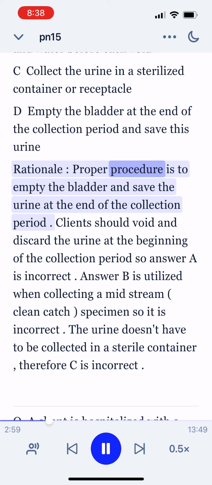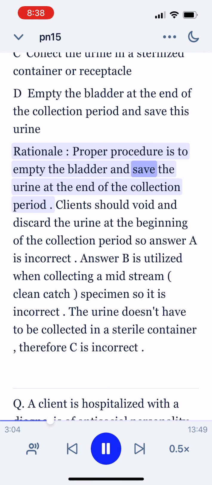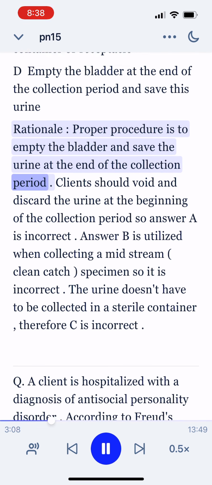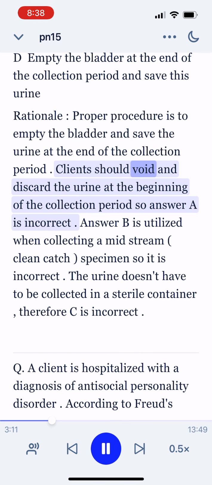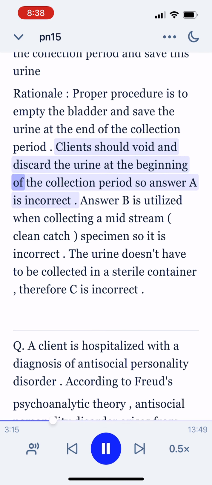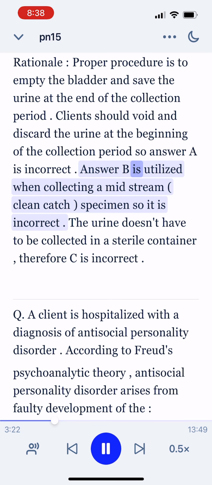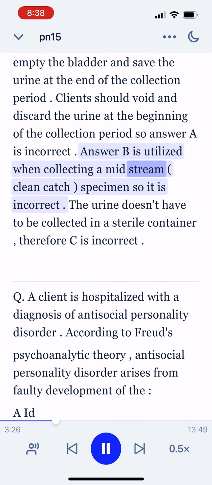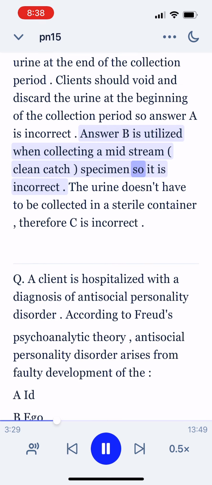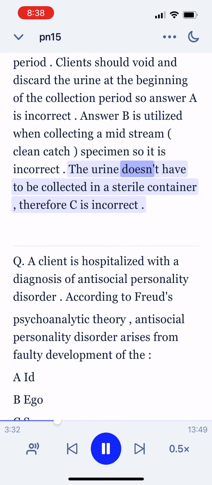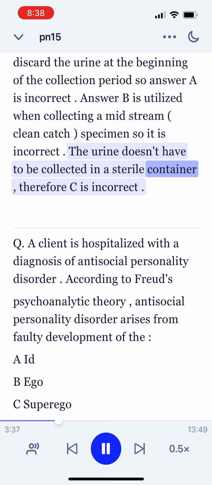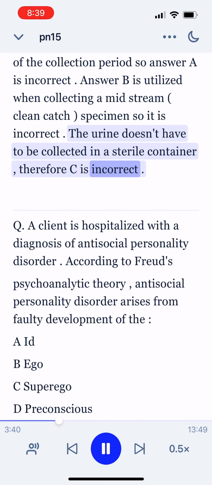Rationale: proper procedure is to empty the bladder and save the urine at the end of the collection period. Clients should void and discard the urine at the beginning of the collection period, so answer A is incorrect. Answer B is utilized when collecting a midstream, clean catch specimen, so it is incorrect. The urine doesn't have to be collected in a sterile container, therefore C is incorrect.